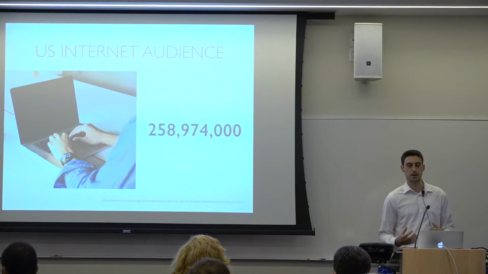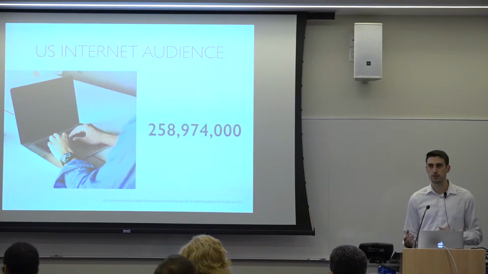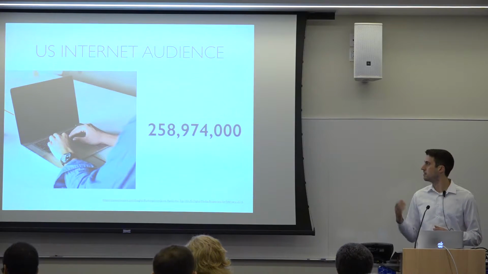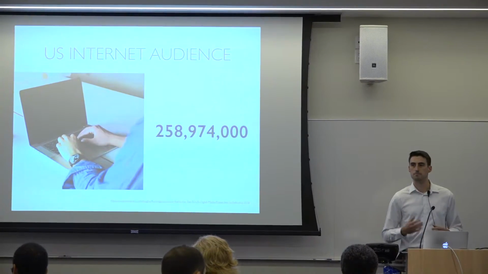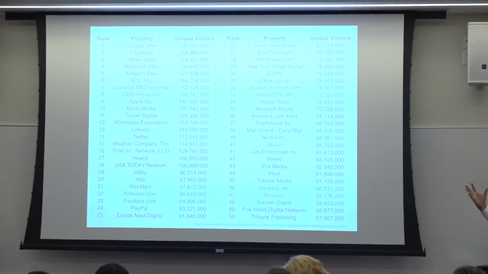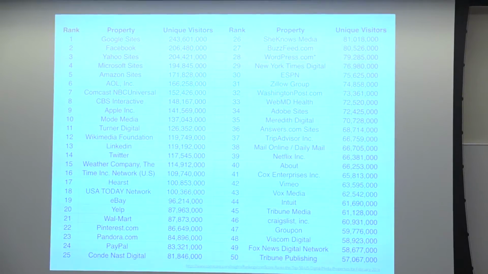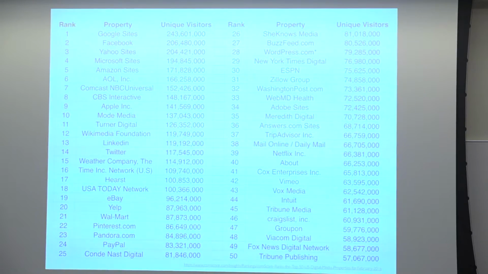So you look at the US internet audience. I have some statistics from ComScore, and they stated in March of 2016 that there's 258.9 million online users in the US. And the breakdown of that is, if you look at these various internet properties, this is from the same ComScore article, out of that 259 million, these are how many unique visitors are seeing pages on these various properties. So across the Google network, across Facebook, across Yahoo, Microsoft, etc.